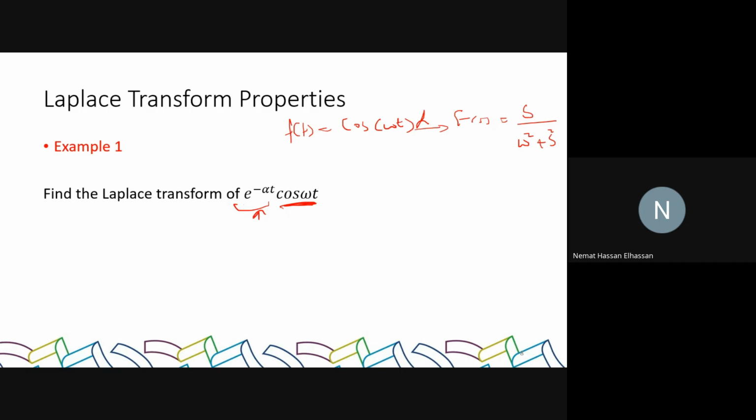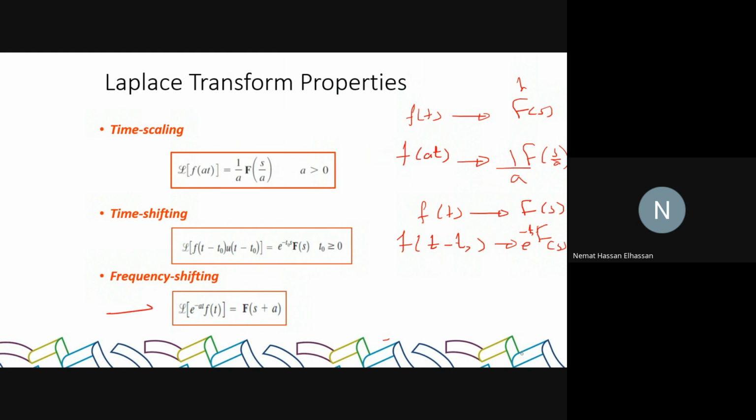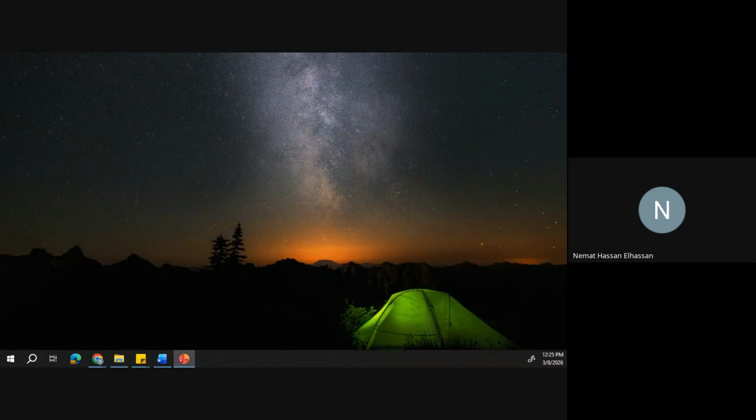And when we multiply, it will not be correct to just multiply the Laplace of the exponential by the Laplace of the cosine. This is not mathematically accurate. However, we do have a property, just this one. If you have a function multiplied by an exponential, then what happens to your transform? It becomes what? F(s + a), right? Let's copy this property.